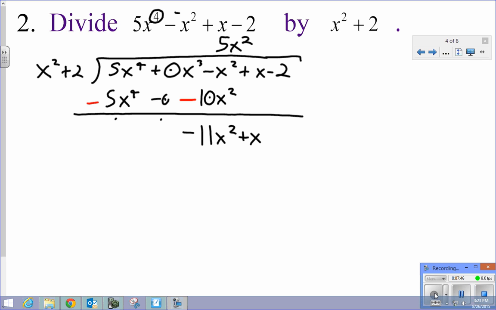Okay, so then I ask myself, x squared times what is a negative 11x, just thinking about my leading term, and I get negative 11. Negative 11 times x squared is negative 11x squared. Negative 11 times 2 is negative 22. So at this point, it's going to be best if I write this negative 22 under my coefficients here, and I'm going to have to drop down this negative 2 from here.